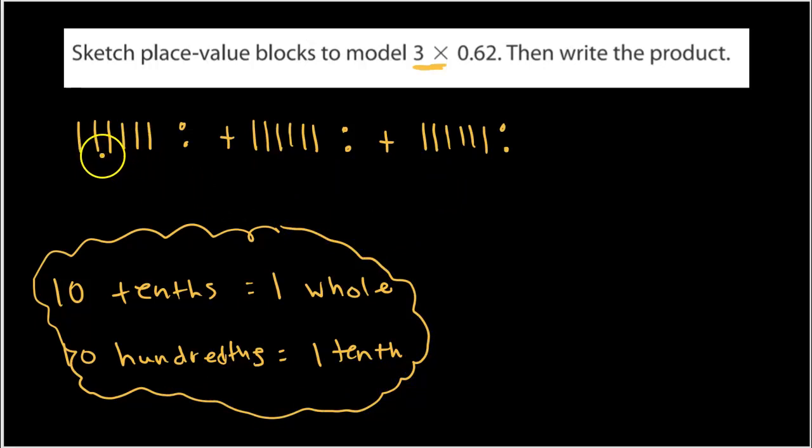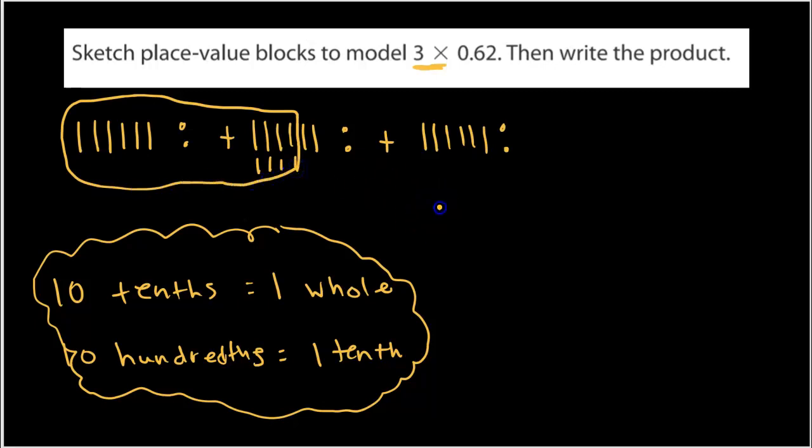So we've got 6 here. So this would be 7, 8, 9, 10. So from here over, this is already 1 whole. Okay, so I know I've got 1 whole. And then I've got 1, 2, 3, 4, 5, 6, 7, 8 tenths left. And then I've got 1, 2, 3, 4, 5, 6 hundredths.